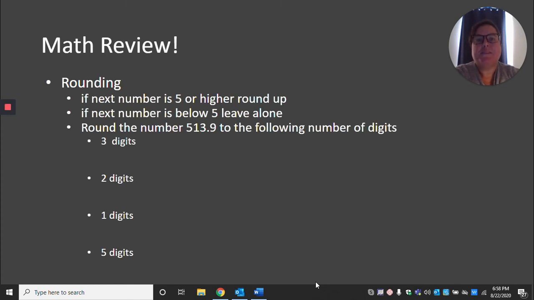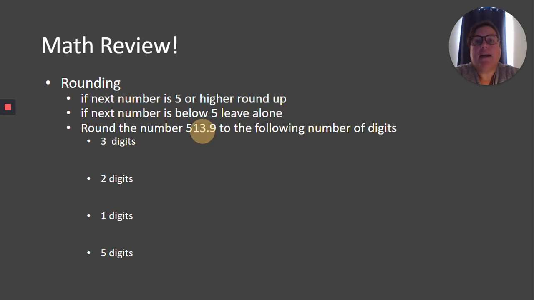Today we're going to do some math review, some things that you should have learned back in elementary or middle school. So rounding is one example of the things that we're going to be using in this class. If we look at the number 513.9, to round it to 3 digits, we would want to keep the 5, the 1, and the 3. The number following the 3 is a 9, which is higher than 5, so it's going to round the 3 up. So we would have 514.